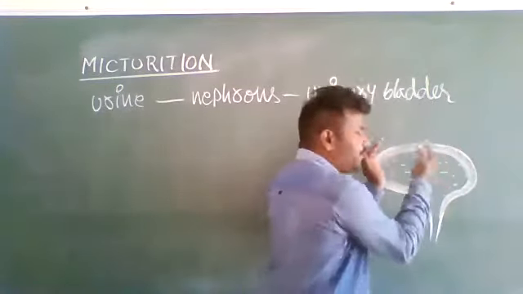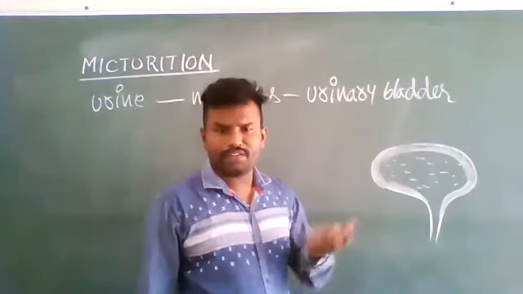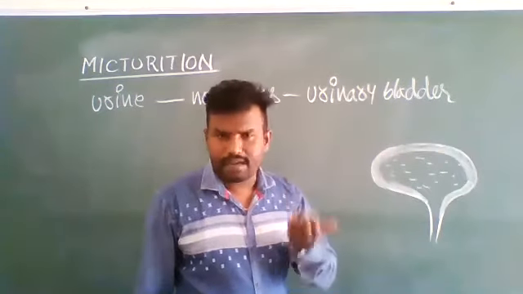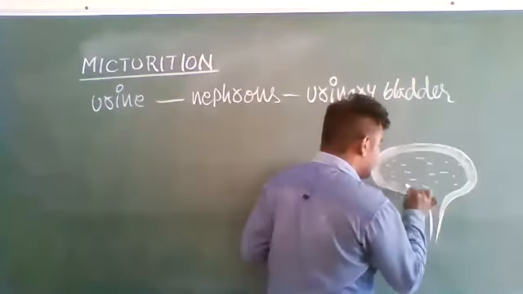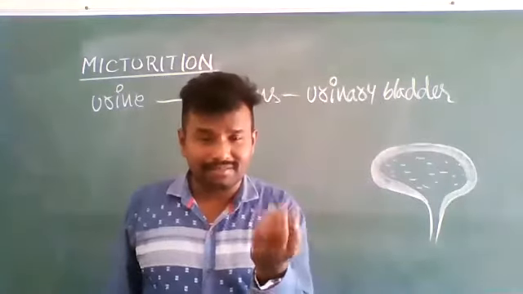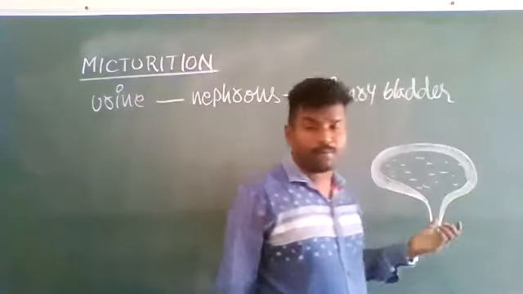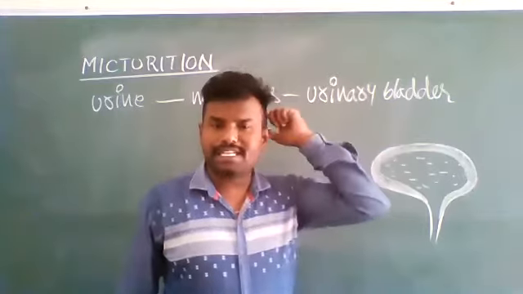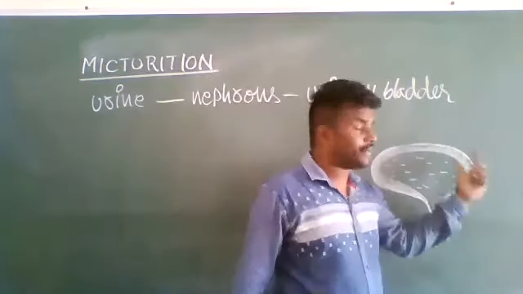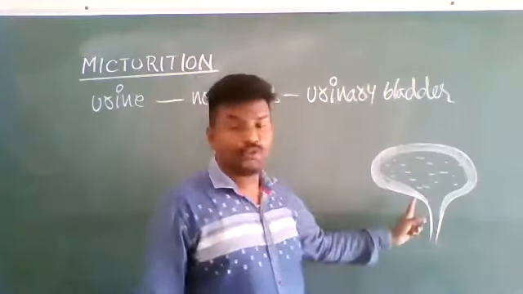Okay, a certain amount of urine is stored in the urinary bladder. For example, when the amount of urine reaches 500 ml or 600 ml or 700 ml, at that time these muscles start contraction. Internally, the walls of the urinary bladder start producing contractions. These contractions reach the central nervous system. When these contractions from the wall of the urinary bladder reach the central nervous system, it immediately sends a signal to the urinary bladder.